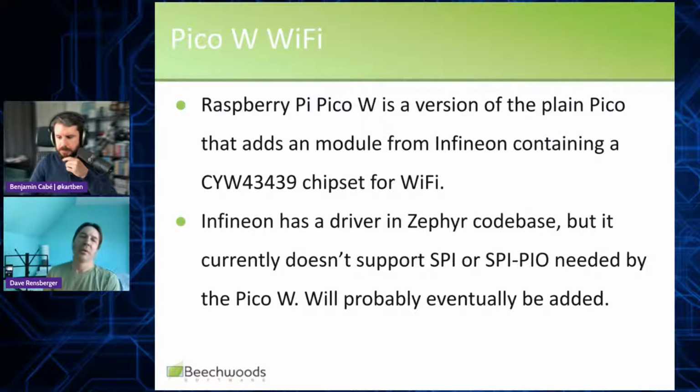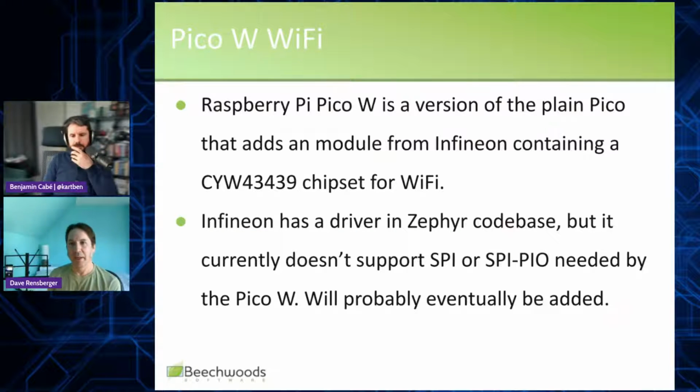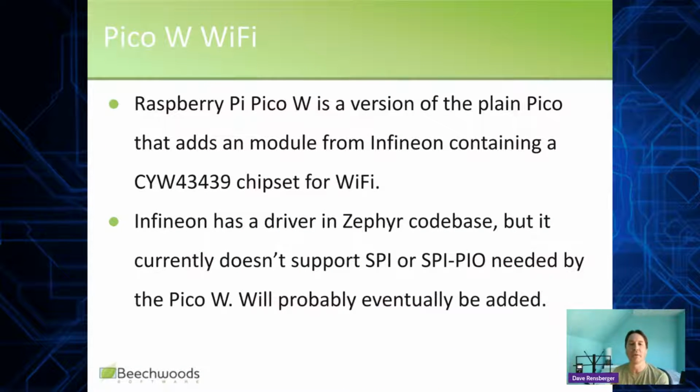So I also wanted to talk a little bit about the Pico W and Wi-Fi. I realize we're kind of running short on time, so I'll try to be quick here. The Raspberry Pi Pico W does have a Wi-Fi module, but it's not officially supported by the Zephyr tree right now. Infineon has put in a driver that supports the chipset, but only with a SDIO interface. When we had started doing this, we weren't actually aware of where that effort was. I think we were vaguely aware it was going on, but we weren't aware of what it was.